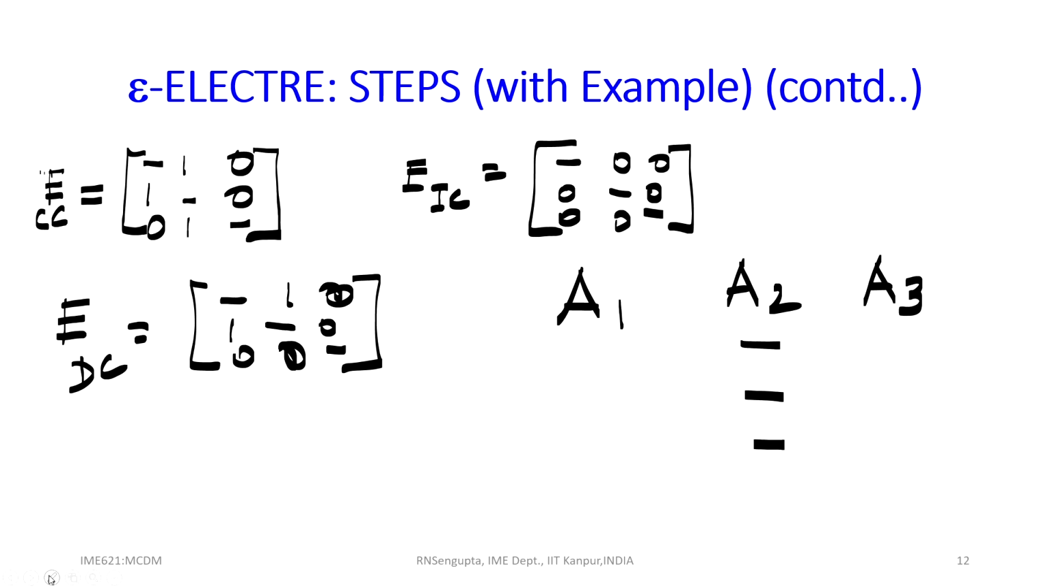Now, when I consider A3 to A2, this is 1, see this value. So, there is definitely a benefit. If I consider on EIC scale, it is 0. And when I consider EDC, that means dominant discordance and concordance, A3 to A2, it is again 0.